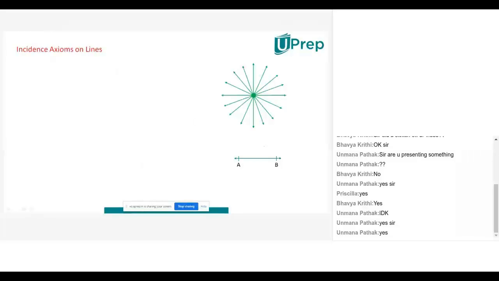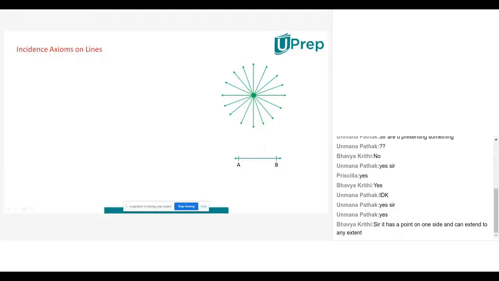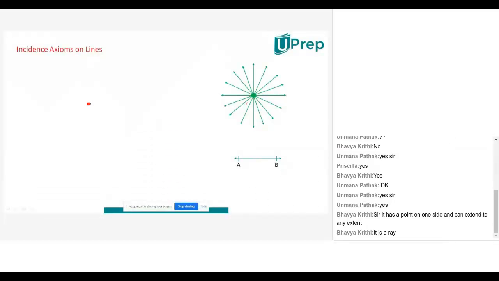Now, he's talking about something called incidence axioms on lines. What are these two figures indicating? Let's understand. He took a point in between. I'm just drawing a larger point. It can be as small as a dot. And he drew multiple rays originating from one point, right? If you can see the figure, he's drawn multiple rays that are originating from one point.